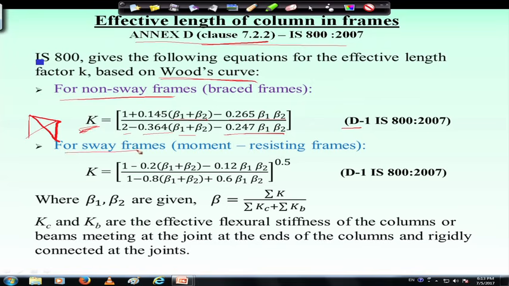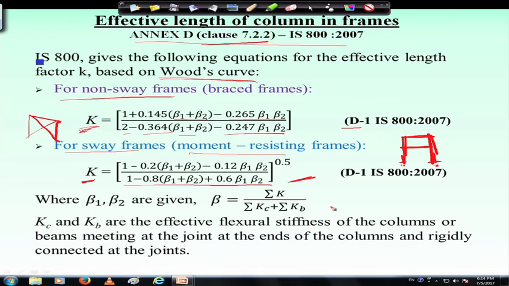And for sway frames, that means the moment resistant frame, say a 2-storey frame like this, this is a sway frame or moment resistant frame. In this case the K value will be the square root of 1 minus 0.2 (beta 1 plus beta 2) minus 0.12 beta 1 beta 2, divided by 1 minus 0.8 (beta 1 plus beta 2) plus 0.6 beta 1 beta 2, whole to the power 0.5. This is also given in Annexure D, from which we can find the value of K.